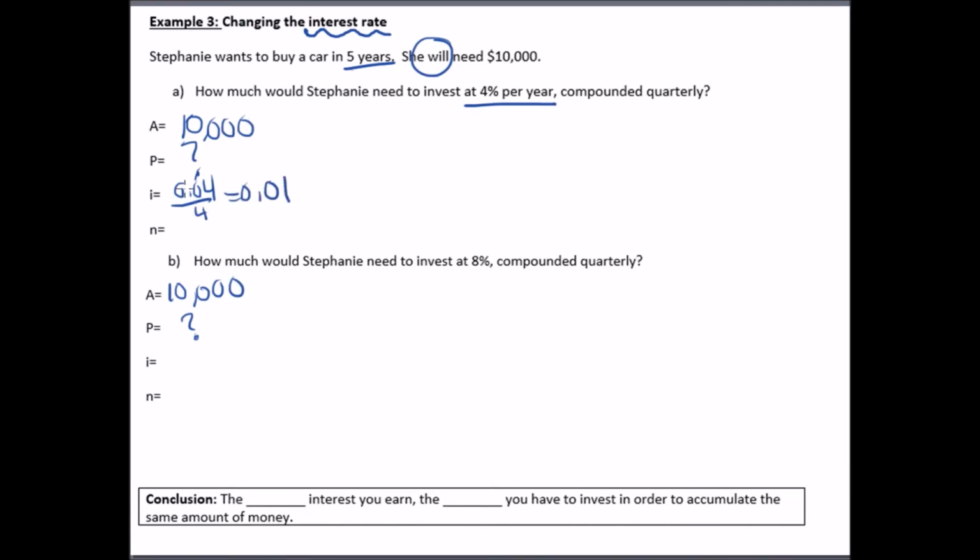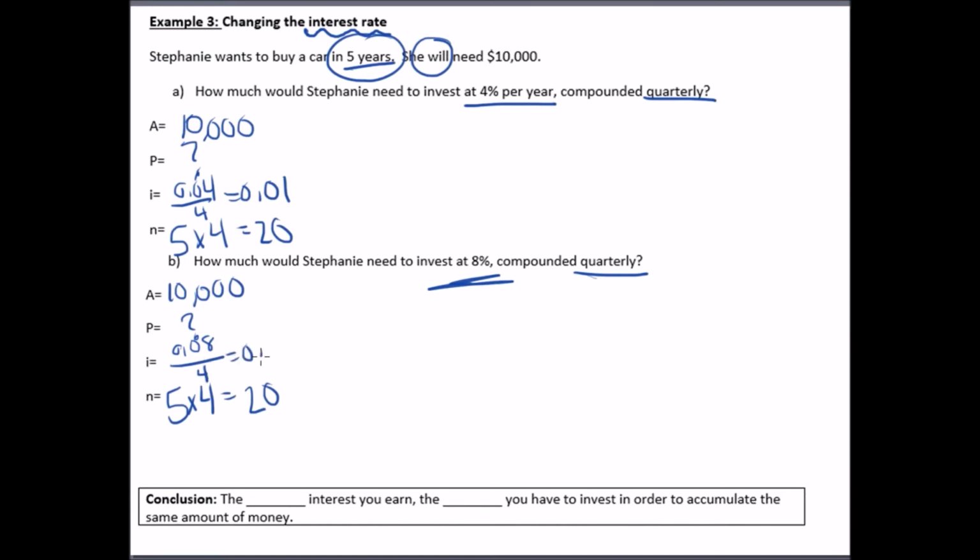Okay, so everything stays the same. 10,000 stays the same. We're solving for the P. The quarterly stays the same. Whatever this is, times 4. Okay, and the 5 years stays the same. So there's still going to be 20 payouts. The thing that's going to be different right here is the 8% versus the 4%. So in the top one, we're going to make 1% payouts. In the bottom one, we're going to make 2% payouts.